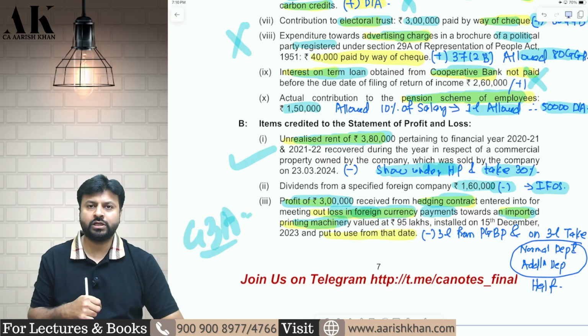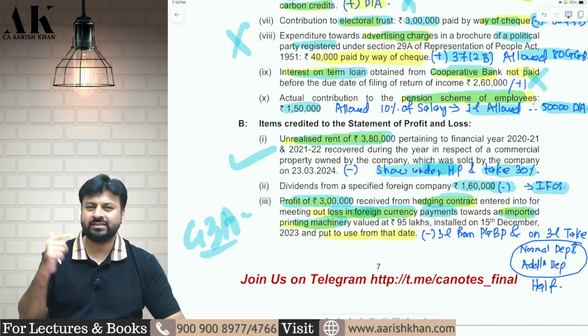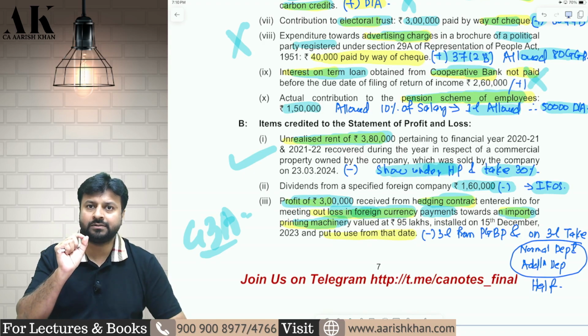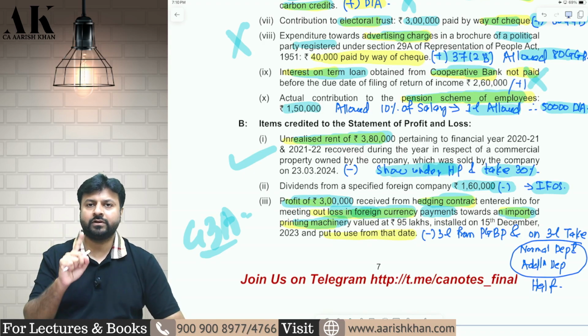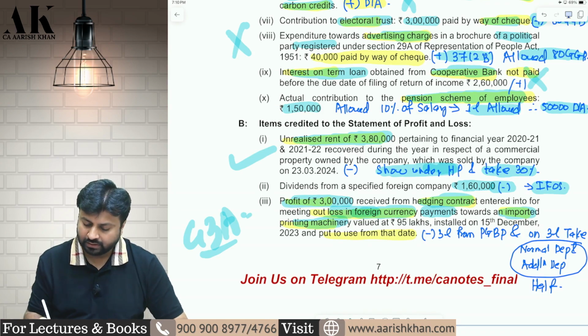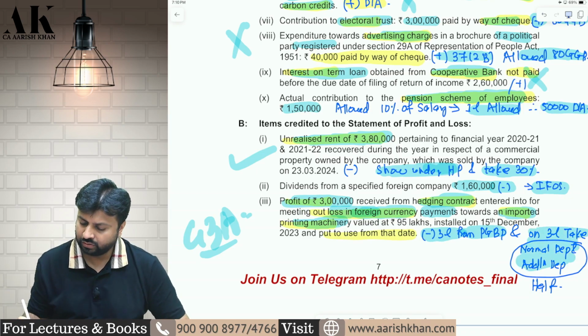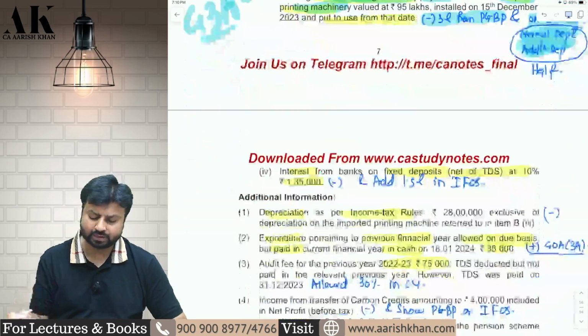When you import a machinery and there is a foreign currency loan or a hedging contract, anything like that, and there is a loss or profit on payment, then that loss or profit should be adjusted to the WDV of the block of asset. So reduce this 3 lakh rupees from the PGBP and take that as a part of the cost of asset. And then you can take normal and additional depreciation as the case may be on that.